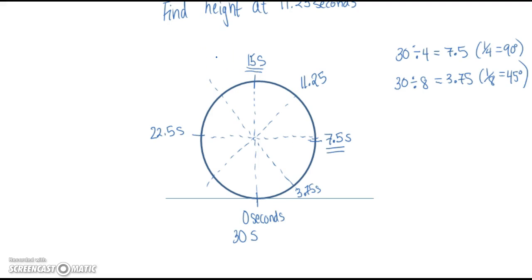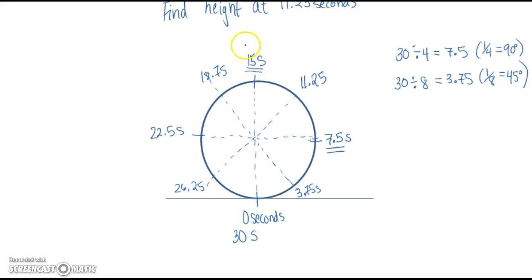Add another 3.75, and now we're at 18.75. Add another 3.75, we're at 22.5. Add another 3.75, we're at 26.25. And if we add another 3.75, we should be to 30 seconds, and we are. Okay. So now we can see that 11.25 is a value that we get when we're going by eighths. And each eighth of a circle, we are traveling 45 degrees.